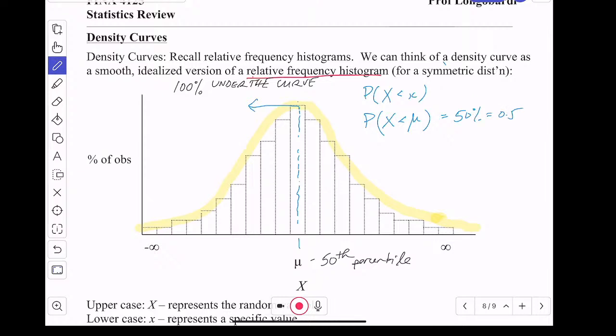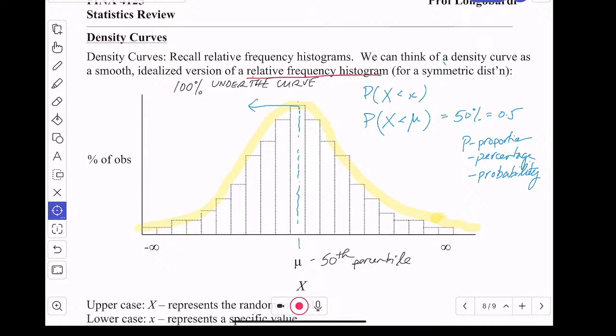So P stands for proportion of observations, or percentage, probability. Why do I say it's probability? Because I'm treating this as though it represents the population. So this is all the possible outcomes, and out of all the possible outcomes, it represents your chance. So the chance of an observation being lower than the mean is 50%, and the chance of an observation being higher than the mean is 50%.